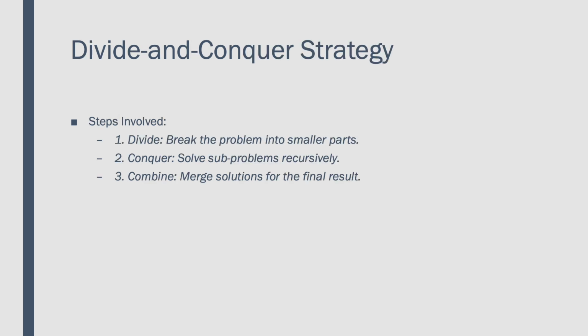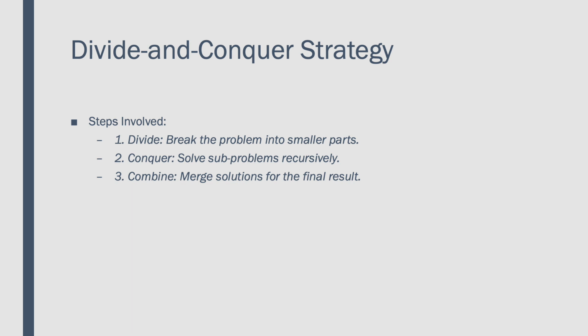So here is the breakdown of the steps involved. First, we break the problem into smaller, more manageable subproblems. These subproblems should ideally be similar in nature to the original problem. Then next we solve each subproblem. If the subproblems are still large, we apply the same divide and conquer approach recursively. If they become simple enough, we solve them directly.